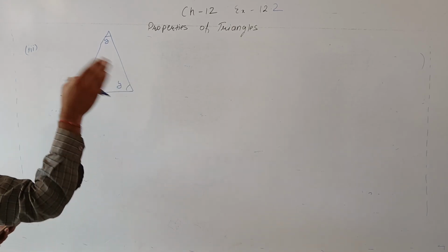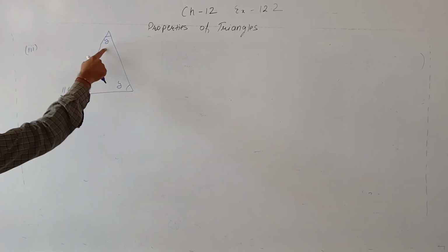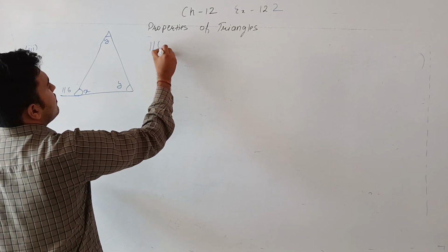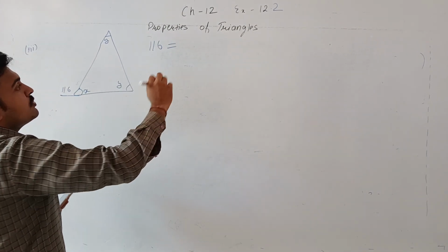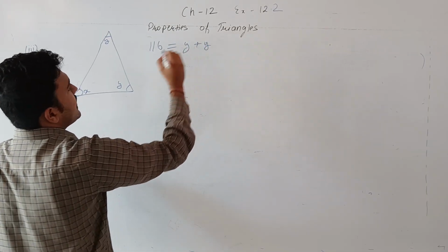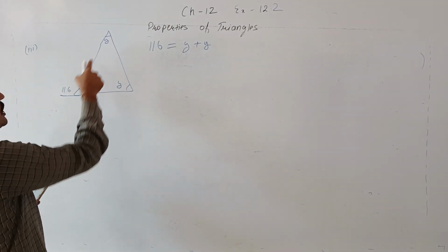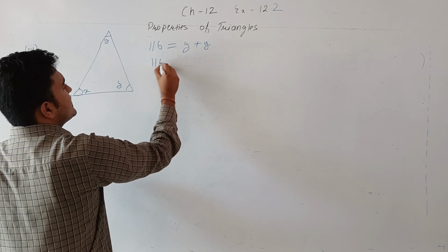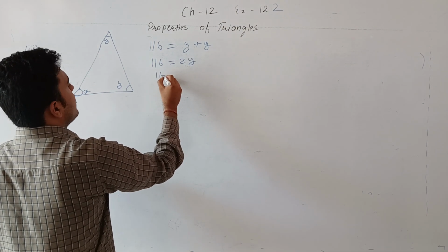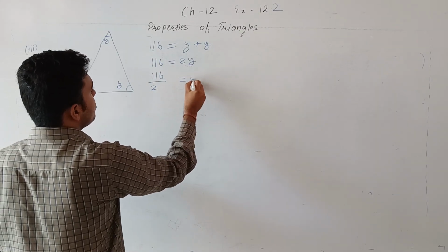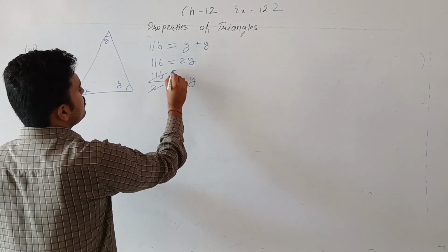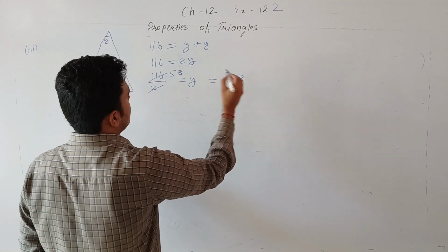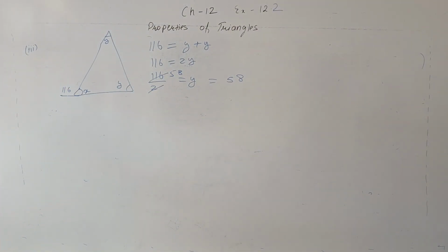Another method is, as we have done in the property, exterior angle is equal to the sum of opposite interior angles. Therefore the exterior angle 116 is equal to 2y, and 116 divided by 2 is equal to y. So y comes out to be 58.